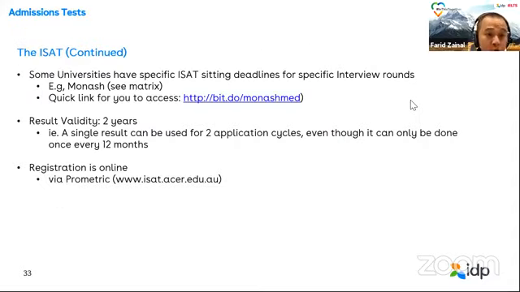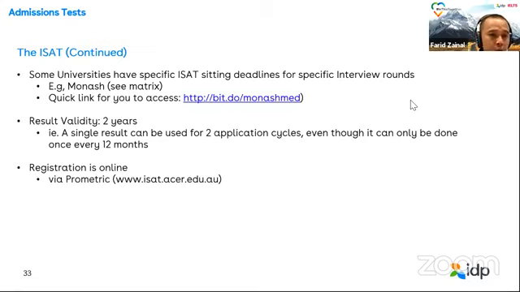Also, do take note that some universities have specific ISET sitting deadlines. I think you probably caught a glimpse of Monash. In order for you to qualify for the Singapore interview round, which is usually in July, you need to have completed your ISET, I believe, somewhere in May. The result validity of this ISET test is 2 years. So especially for the National Service boys, a single result can be used for 2 application cycles.